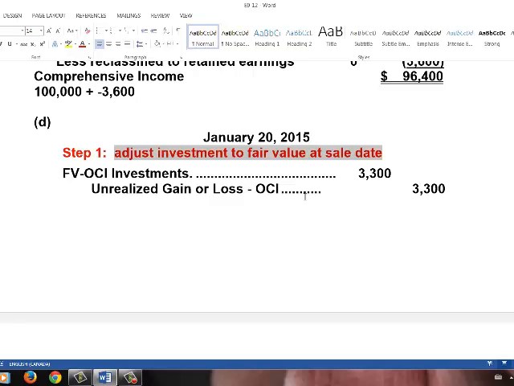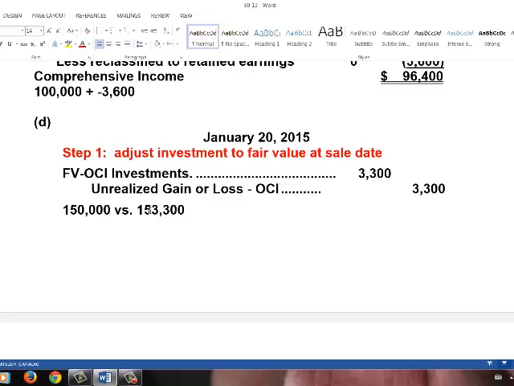Well, if you look at your question, at the end of 2014, when we made the $3,600 adjustment, we adjusted these shares to their fair value. So they were sitting, when we adjusted them to their fair value, at $150,000. But we've now sold them for $153,300. So that means that on the date we sold them, they were worth $153,300. They were sitting on our books at the end of 2014 after our $3,600 adjustment at $150,000.